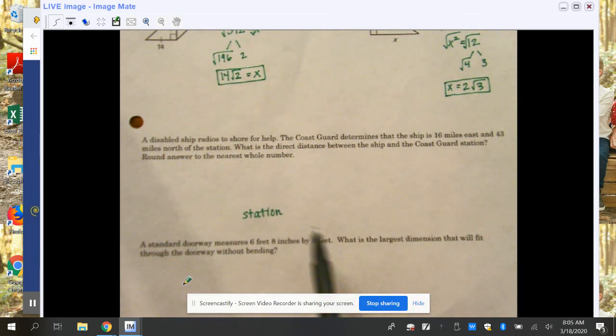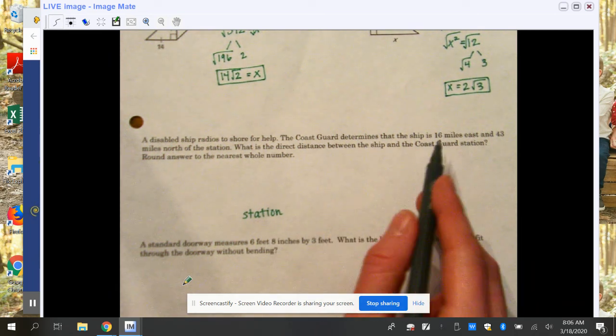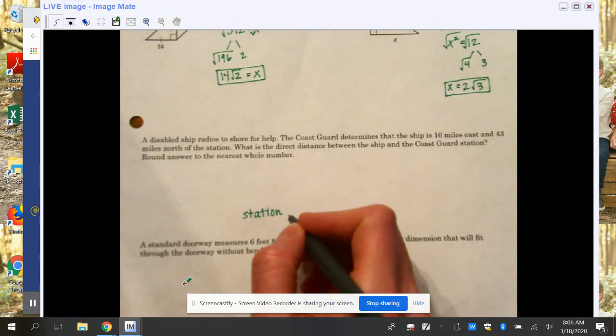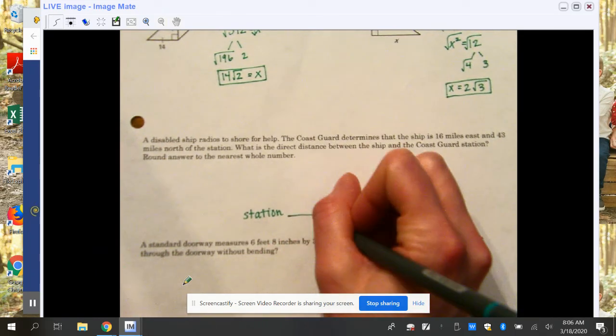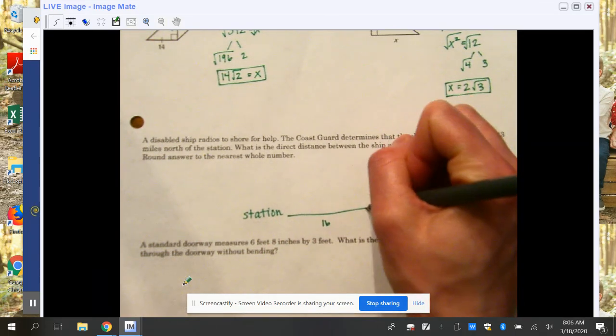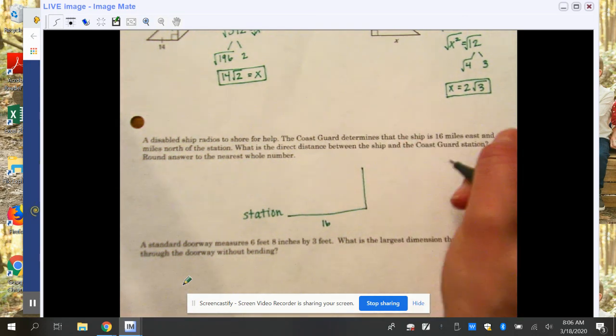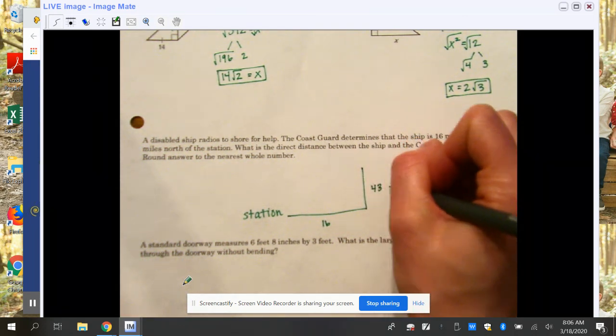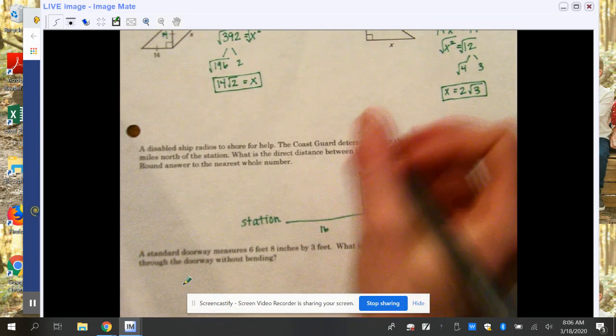And so if the station is here, it says the ship is 16 miles east. So that would be this way. So this would be 16. And then 43 miles north. Okay, so here's our ship.